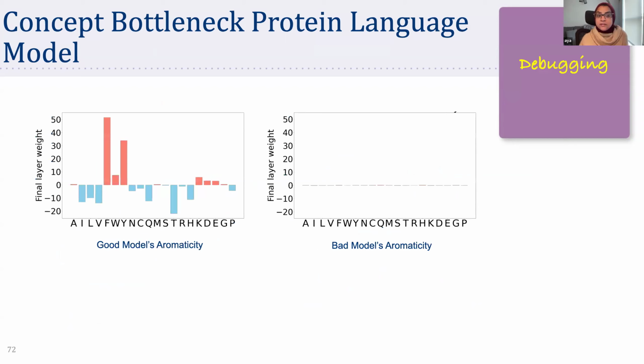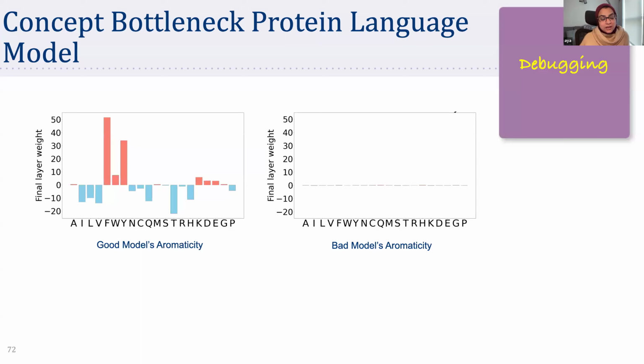So this is an example of two models. One was a good model on a particular concept. The other, I corrupted and trained. If we look at the weights, we can say that the model on the right has weights for different amino acids for that concept, which means that it is actually learning something about amino acids for that particular concept, but the model on the left did not.